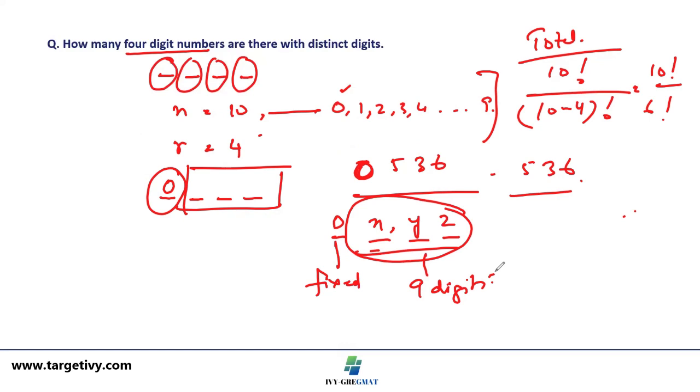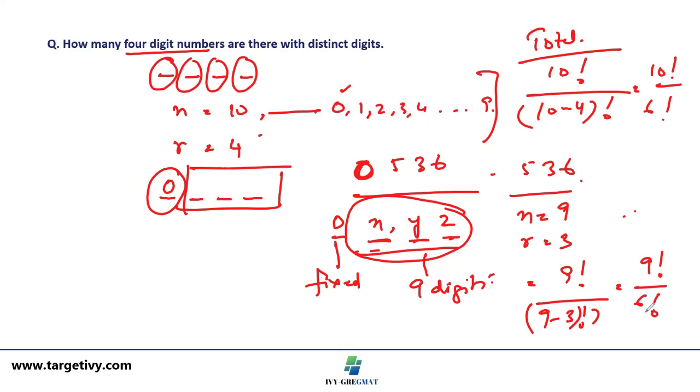So 9 digits remaining to be rearranged, taking 3 at a time, obviously, because there are 3. So here n becomes 9 and r becomes 3. So the number of arrangements possible is 9 factorial by 9 minus 3 factorial. So that makes it 9 factorial by 6 factorial.